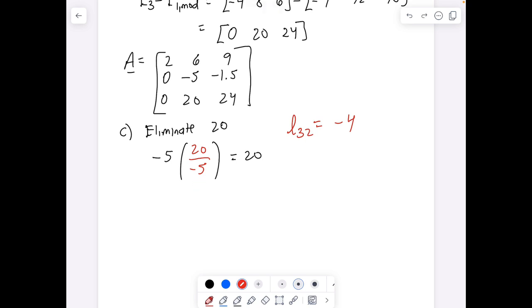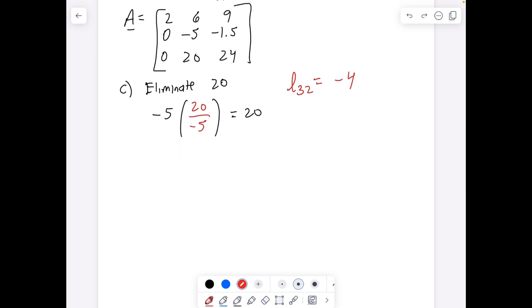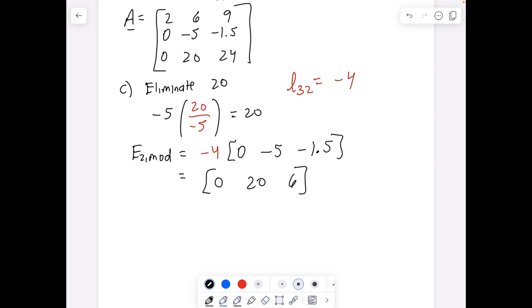So it's nice to just get into the habit of saying, okay, I want to eliminate the -5 and be left with the element that we're trying to match and eliminate, and we'll put that in the numerator. So what we'll do now is take our second row and modify it, E2 mod. That is equal to -4 times 0, -5, -1.5. This would be 0, 20, 4 times 1.5 is 6. The negative signs go away.